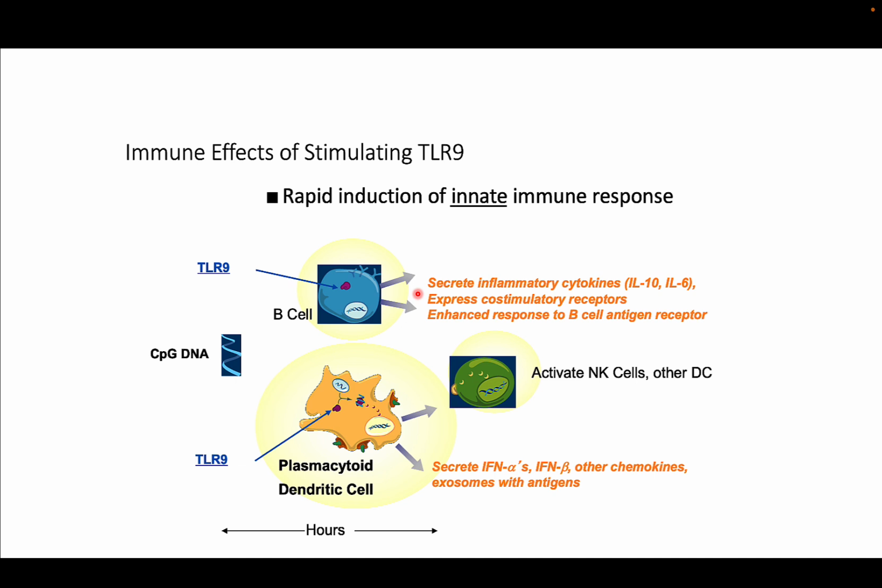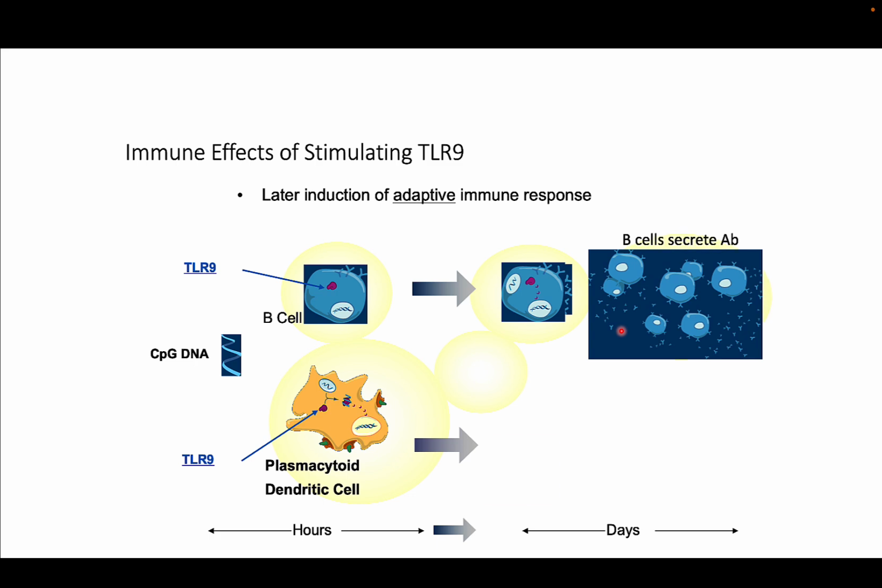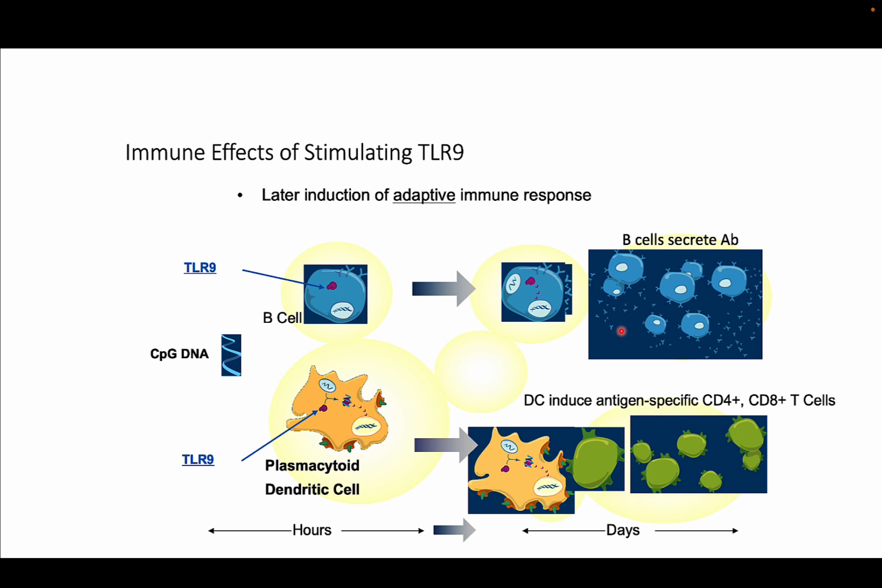to secrete antibodies if they also receive a signal through the B cell antigen receptor, if they bind the antigen that they're specific for. And then downstream from that early innate immune response that occurs in the first few hours is the adaptive immune response that occurs over the following days and weeks. And that adaptive immune response, in the case of B cells, leads to the secretion of antibodies that are specific to the antigen that the B cell was stimulated with.